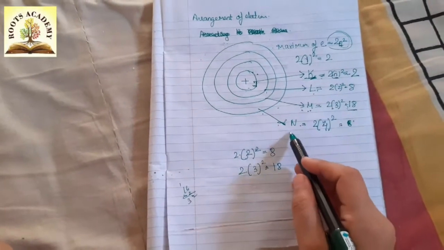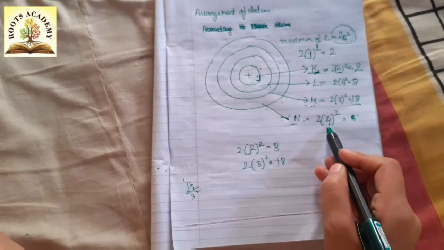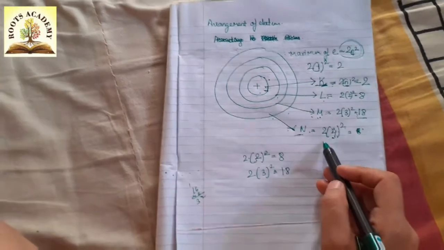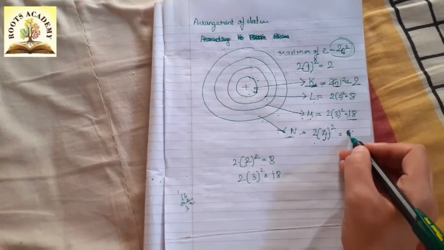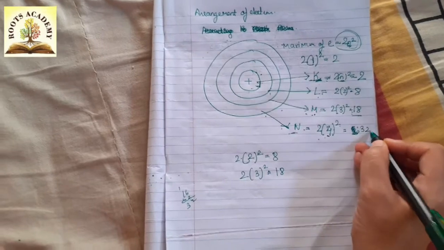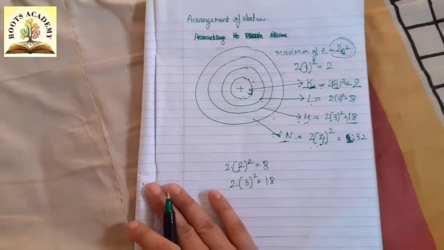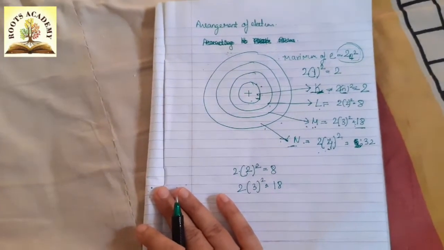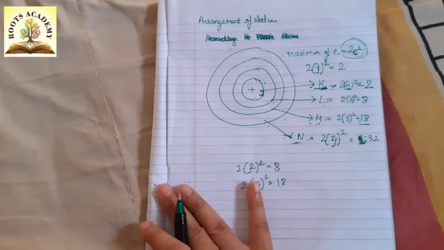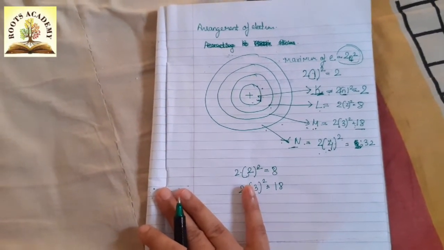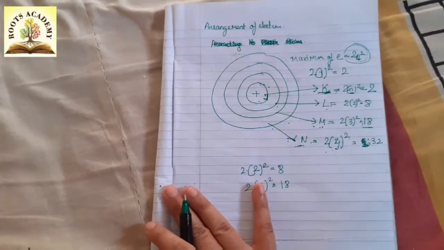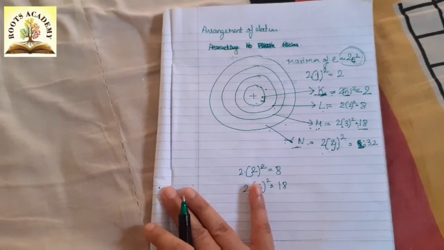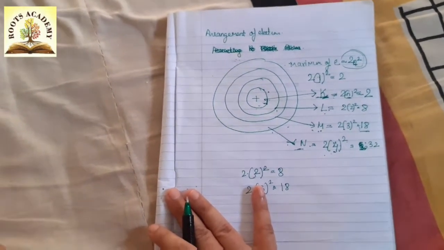And my last shell, N, represents the fourth shell. So in place of n, I write 4. If 4 is squared and multiplied by 2, I get the answer 32. So the N shell can hold 32 electrons. This is the number of electrons present in an orbit. The first shell can take a maximum of 2 electrons, the second shell a maximum of 8, the third shell a maximum of 18, and the fourth shell a maximum of 32 electrons.